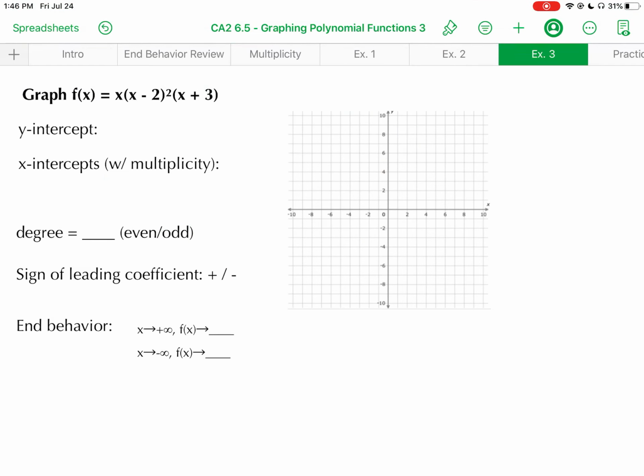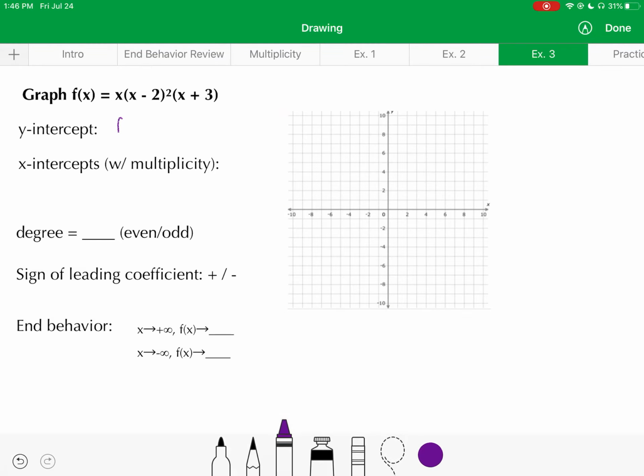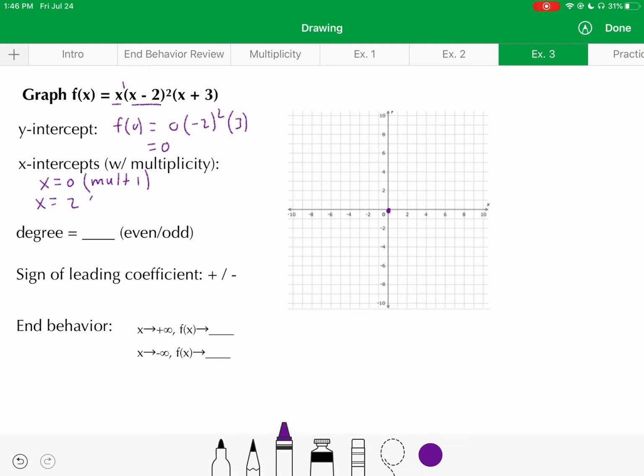All right, here's our function. Y-intercept here, f of 0 would be 0 times -2 squared times 3. That's just going to be 0. Your first x-intercept is going to come off the factor of x. It's x equals 0. That's being raised to the first power, so it has a multiplicity of 1. Your next x-intercept would be at 2. That's off of this factor. It has a multiplicity of 2.